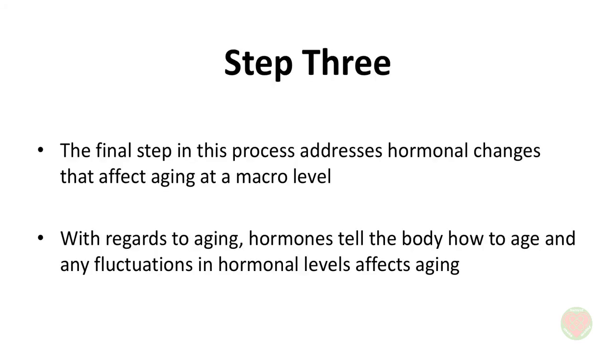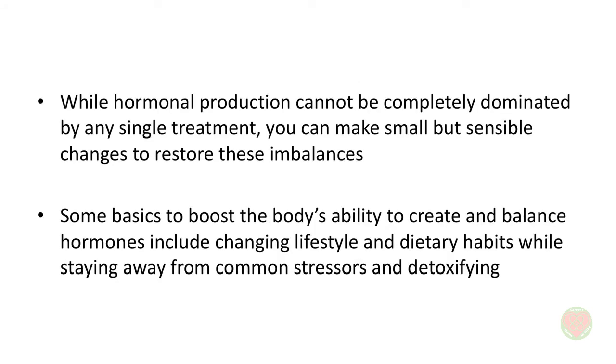Step 3, the final step in this process, address hormonal changes that affect aging at a macro level. Hormones are the body's chemical messengers telling the body what to do and when. With regards to aging, hormones tell the body how to age, and any fluctuations in hormonal levels affects aging. While hormonal production cannot be completely dominated by any single treatment, you can make small but sensible changes to restore these imbalances. Some basics to boost the body's ability to create and balance hormones include changing lifestyle and dietary habits while staying away from common stressors and detoxifying.